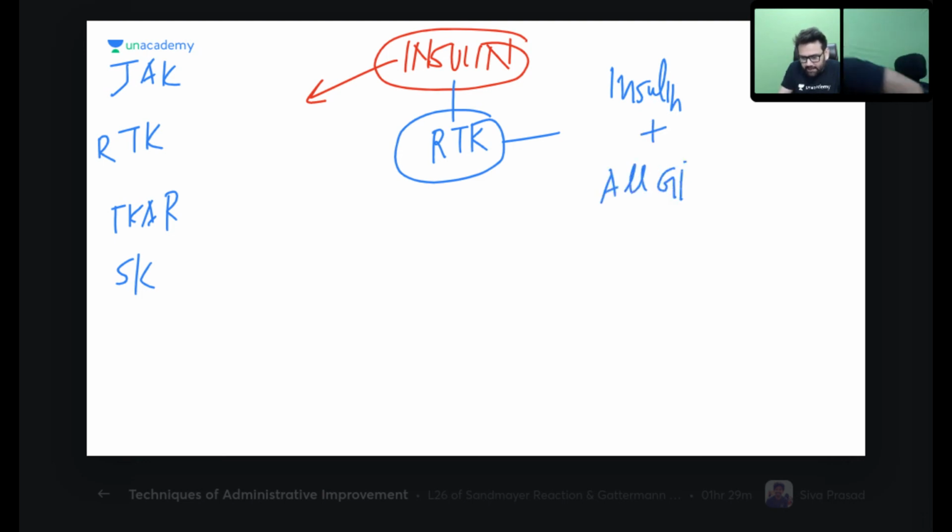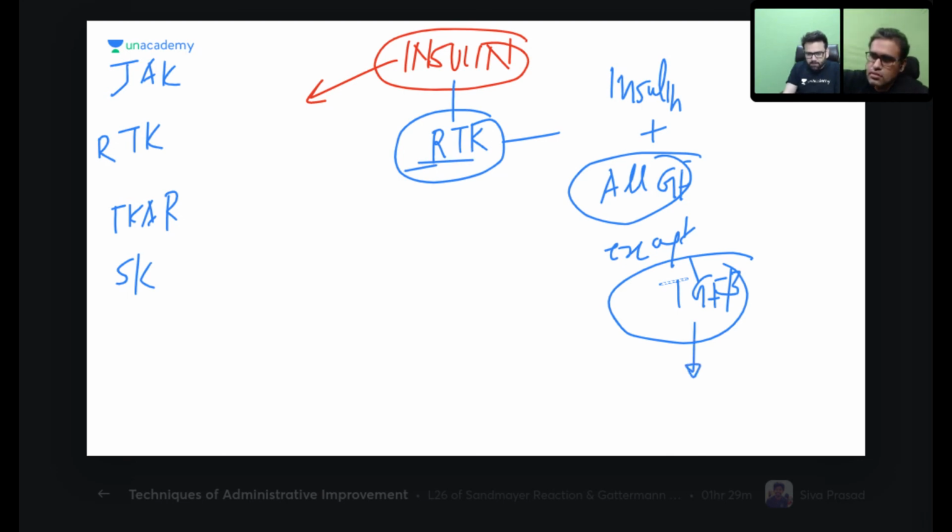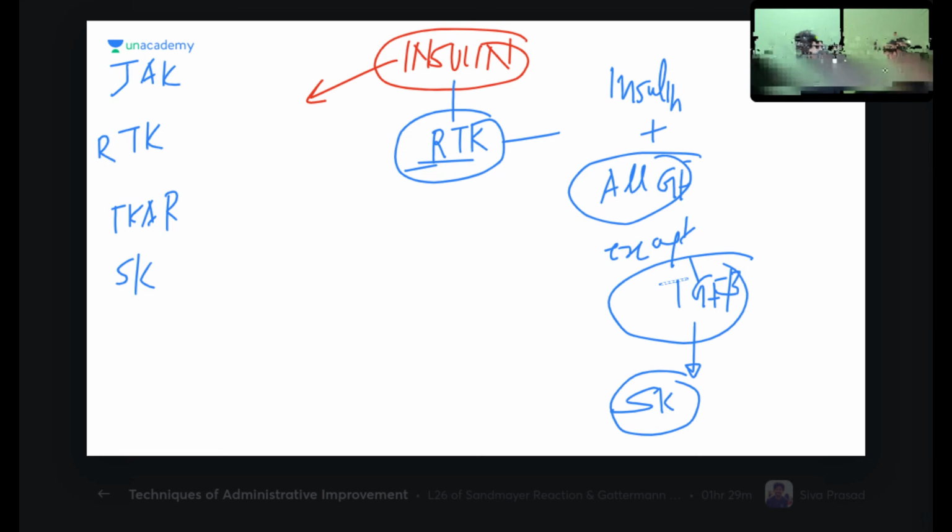Which growth factor is not acting on tyrosine kinase? It is only TGF beta. TGF beta is the only growth factor which is not acting on receptor tyrosine kinase. It is acting on serine kinase. Very good, Chinu, very good. So insulin is acting on receptor tyrosine kinase and it has two different pathways.